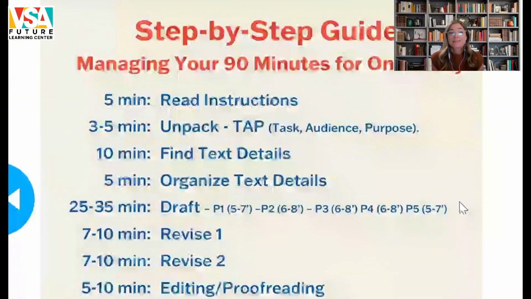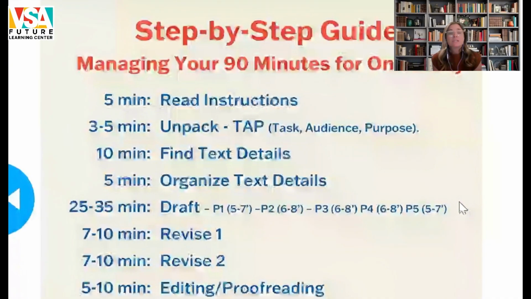Then you want to spend the next 7 to 10 minutes revising for the first read. This is going through and making sure the information you've included is relevant, it's cohesive, meaning it connects, and that you've directly answered the prompt being asked. Then we go through and revise a second time. This is going to be looking and making sure that we've included all of the components that are required. We've answered all parts of the prompt.